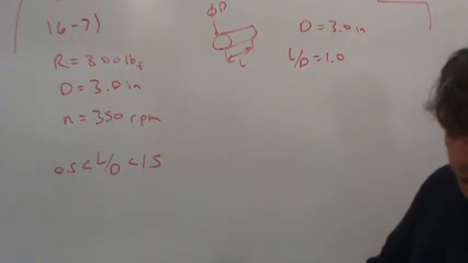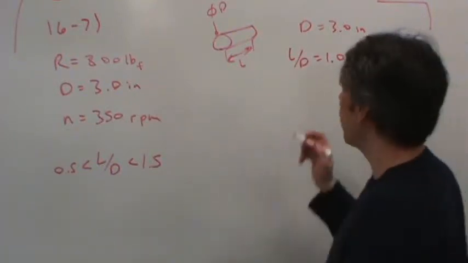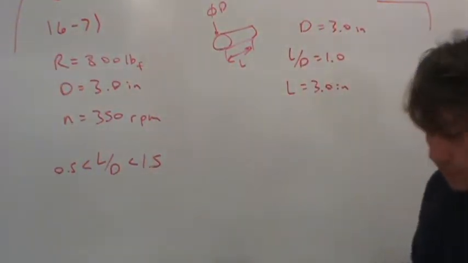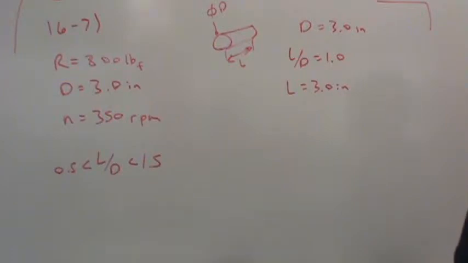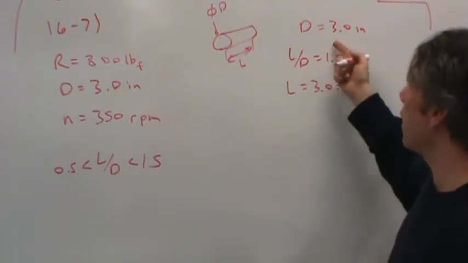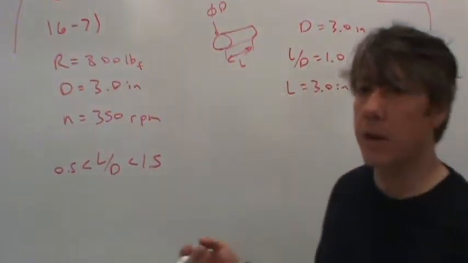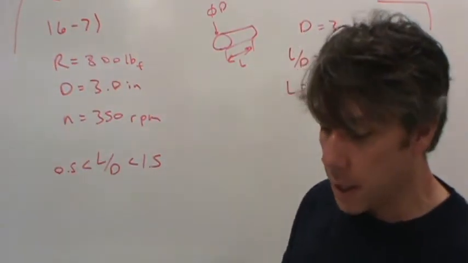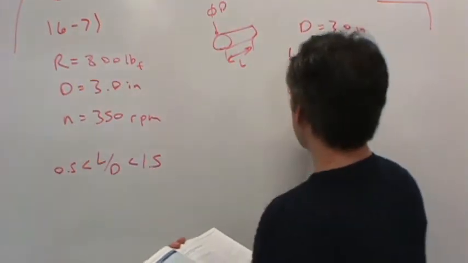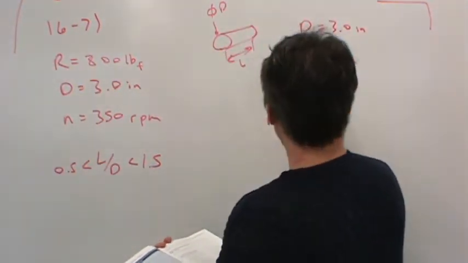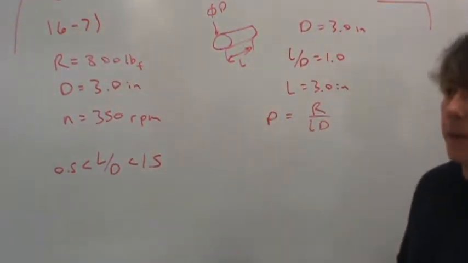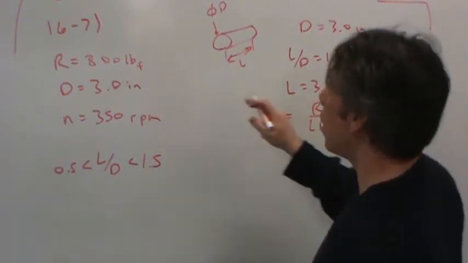Compute the length, equal to diameter times length to diameter ratio. Obviously the length in this case is just going to be 3 inches because the length and diameter are equal. Specify a convenient value for L. Well, this is already a convenient value. A lot of times when you specify this ratio and you have some odd diameter, you end up with an odd length, so you just round up or down to a standard size. Compute the bearing pressure in pounds per square inch or pascals as pressure equals load over L times D. Now I used R for the load. He's using F in the design procedure. Same difference. So R is 800 pounds.